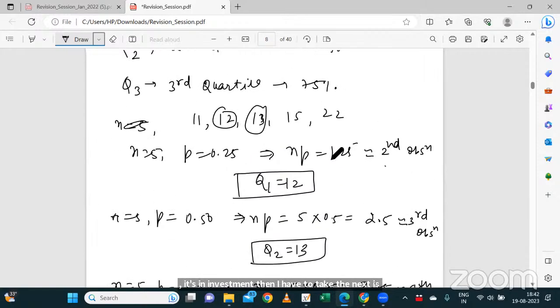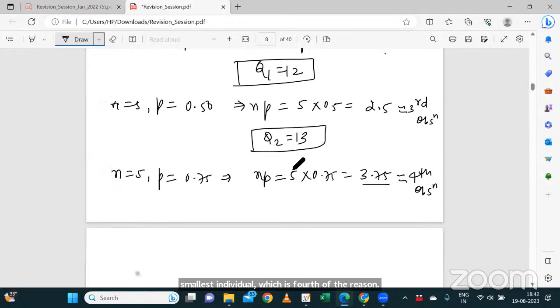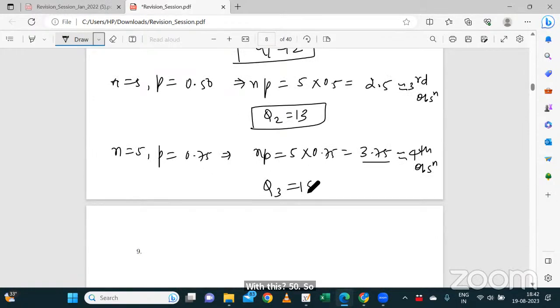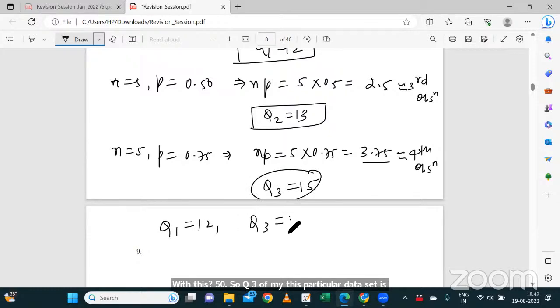So what is the fourth observation? Which is 50. So Q3 of this particular data set is 15. Okay, so I got Q1 as 12, Q3 as 15.